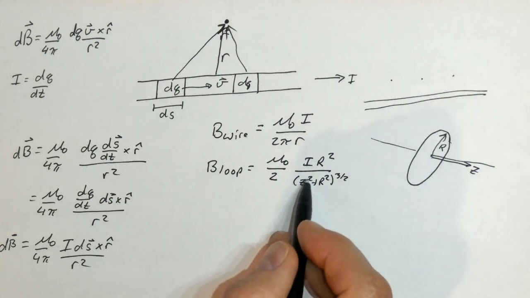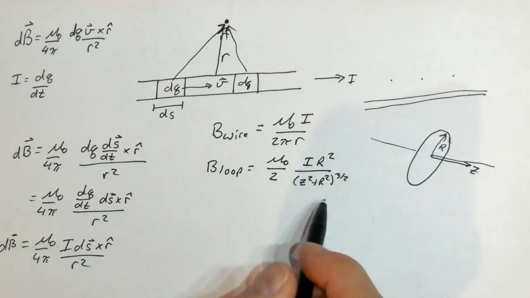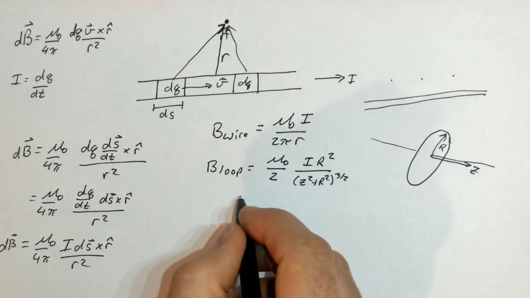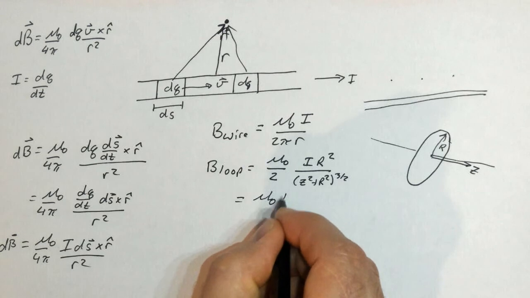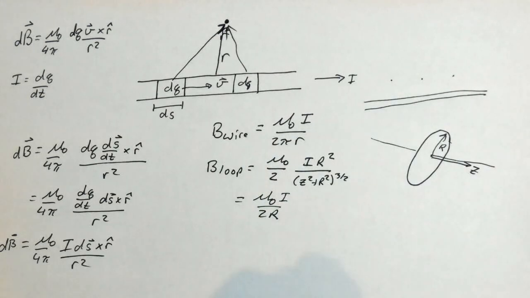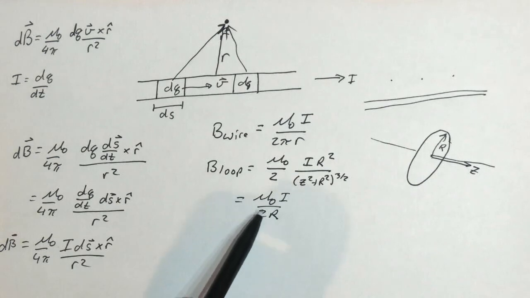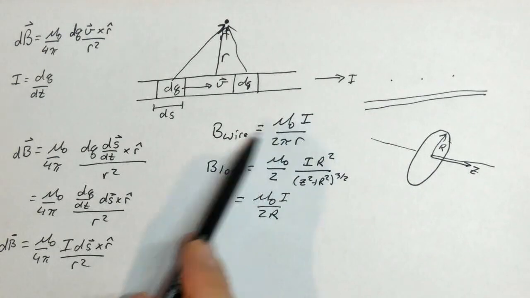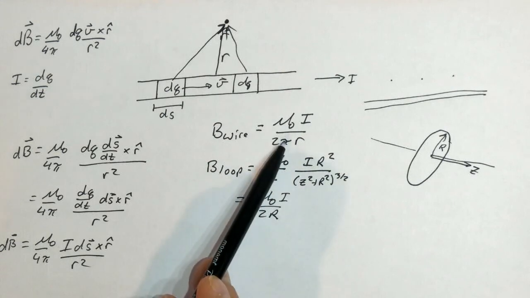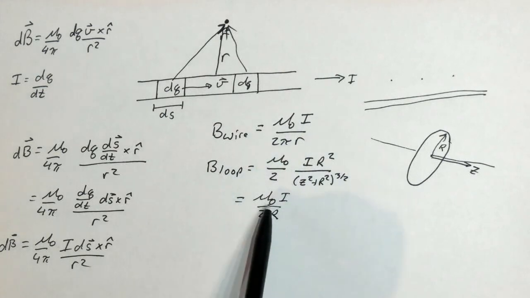If you just plug Z equals 0 in here, then you get I R squared over R cubed, which just leaves an R below, and you get mu naught I over 2R. And that's a super convenient result. Now, do be careful that the long straight wire looks pretty darn close, except there's a factor of pi in it. Okay? But this one does not.